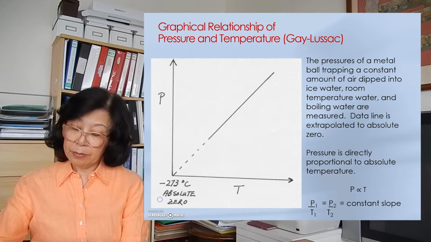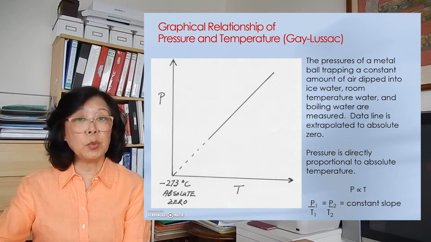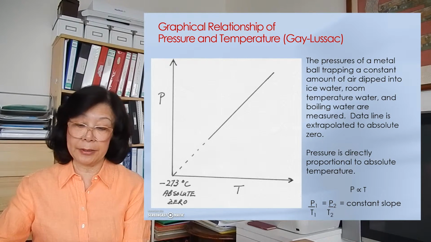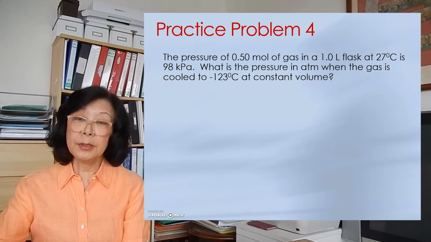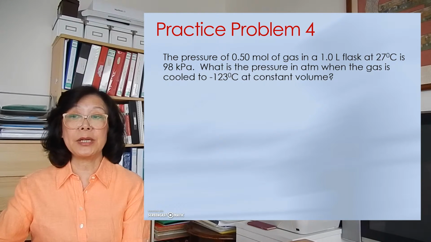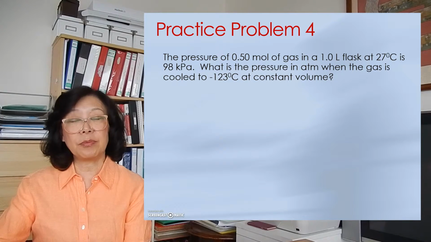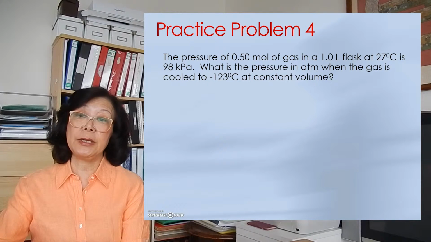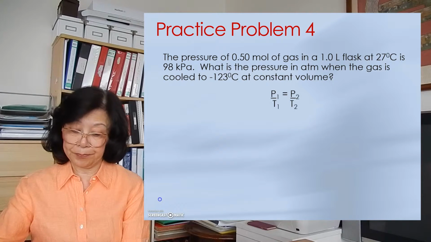So we get pressure is directly proportional to temperature. P1 over T1 equals P2 over T2, which is a constant, the slope of the straight line. Practice problem number 4. I have half a mole of gas in a 1 liter flask at 27 degrees C, having a pressure of 98 kilopascal. What will be the new pressure in atm when the gas is cooled to negative 123 degrees C?